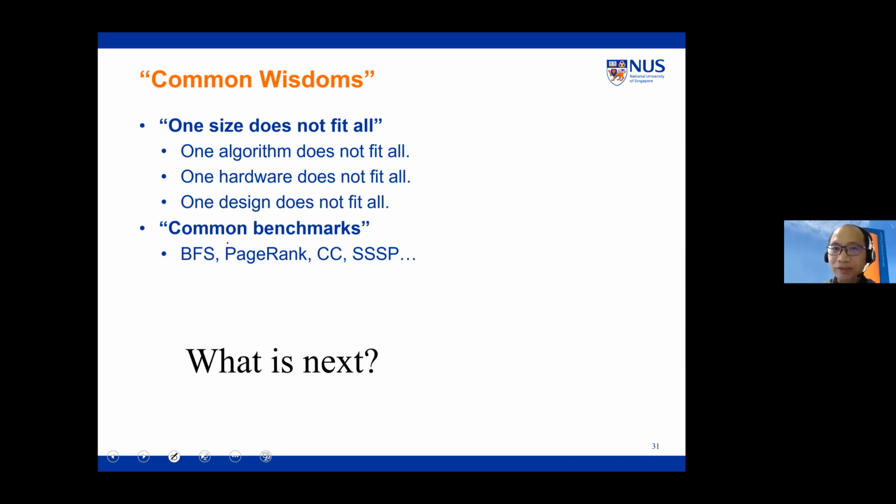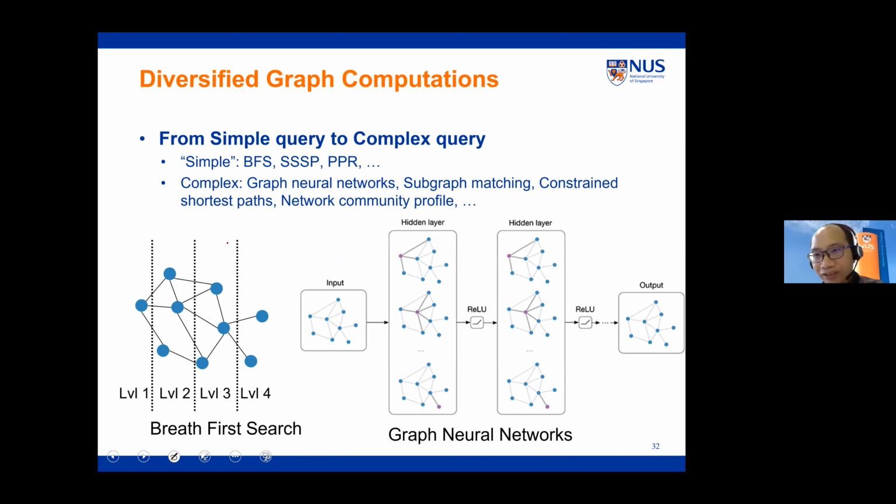So the algorithm matters, the architecture matters, and the design matters. On the other hand, we also see we need a better benchmark. We have seen so many papers using BFS, PageRank, and so on as benchmarks. Even for us, we're still using that. But I think it's time to change. So that's why we look at what the existing ones are.